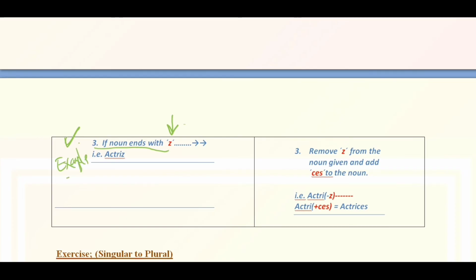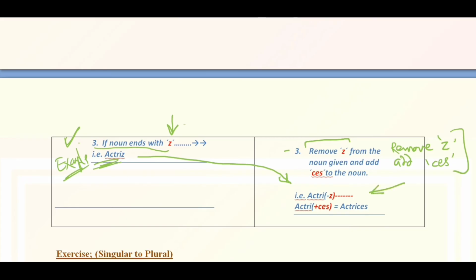Come to another side. Actriz, example. We have to drop z. Drop z from the singular noun and add ces to that singular noun. Drop z, add ces. Example, actriz: we have removed z. After removing, we have added ces. Now the converted plural is actrices. Actriz becomes actrices.